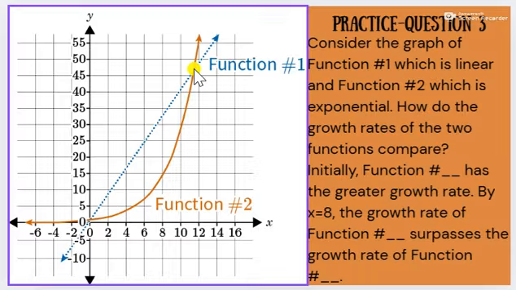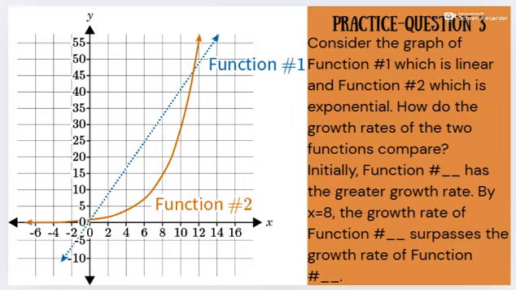This book is amazing. So initially, function number 1 has the greater growth rate. And then by about x equals 11, not x equals 8, function number 2 takes over the growth rate. It's where they intersect. Way to go, book!